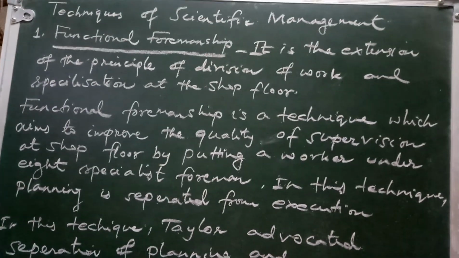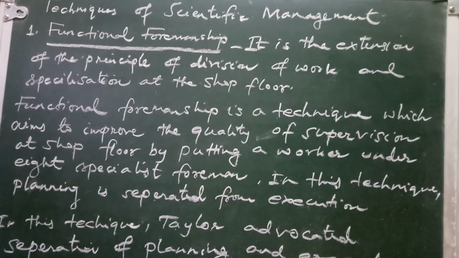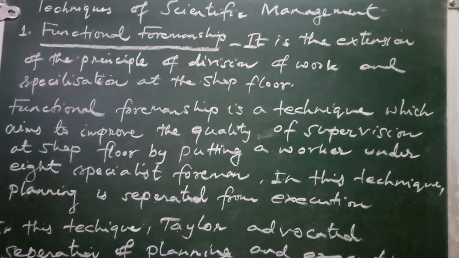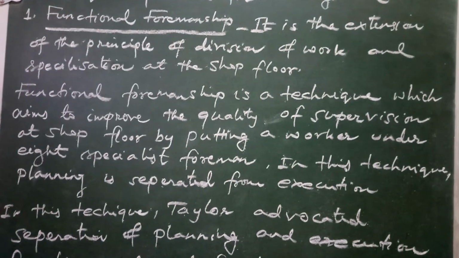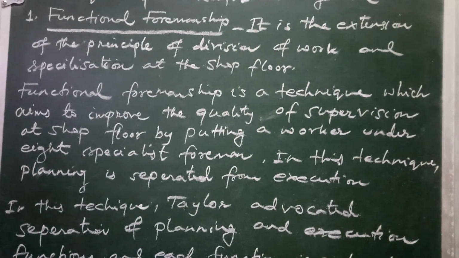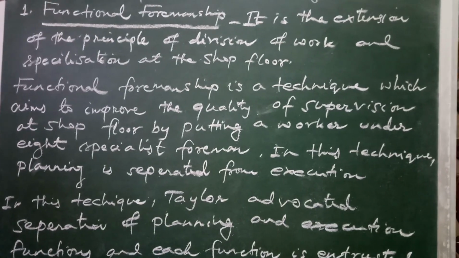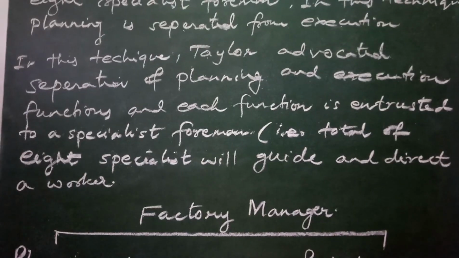Our topic of discussion is techniques of scientific management. The first technique of scientific management is functional foremanship. It is the extension of the principle of division of work and specialization at the shop floor. Functional foremanship is a technique which aims to improve the quality of supervision at shop floor by putting a worker under 8 specialist foremen. In this technique, planning is separated from execution.